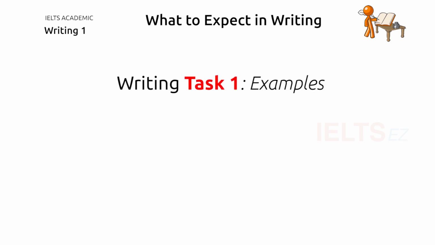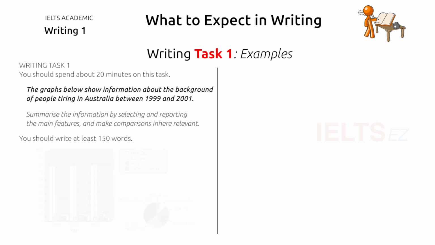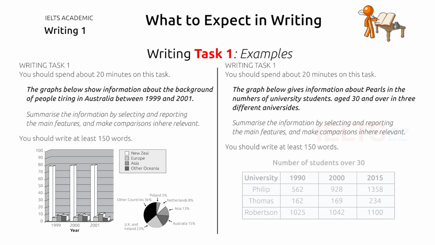Here are some examples of the types of questions you can expect in writing task 1. Notice in the first example, 2 graphs are presented in relation to the same question. The second example, however, simply consists of a table. Take some time to study these examples. You don't need to answer these questions now. Just concentrate on the type of question and what it is you're asked to do. Keep in mind that your answer must be written using academic language.